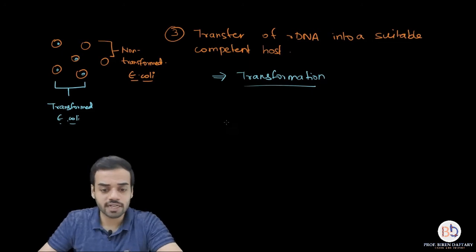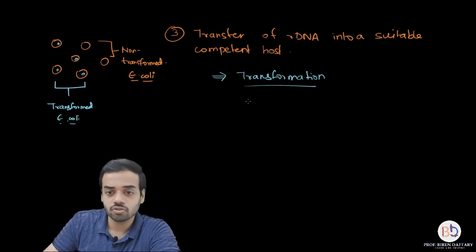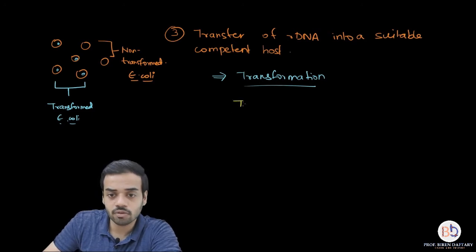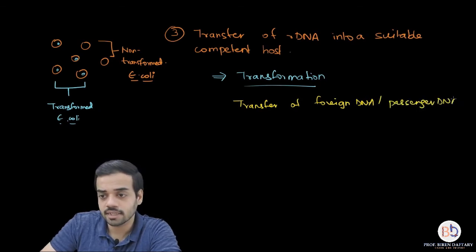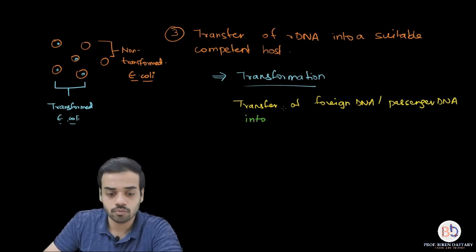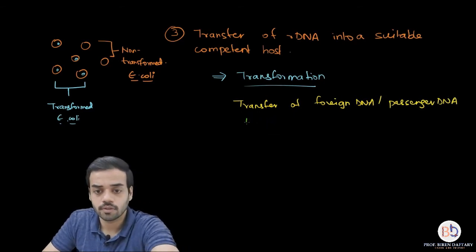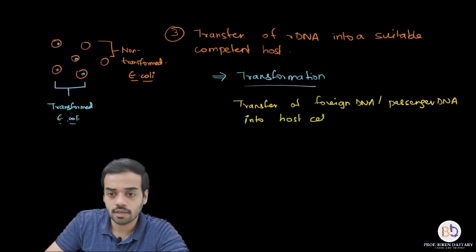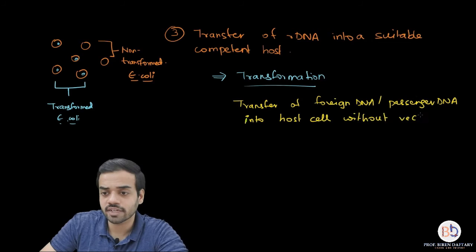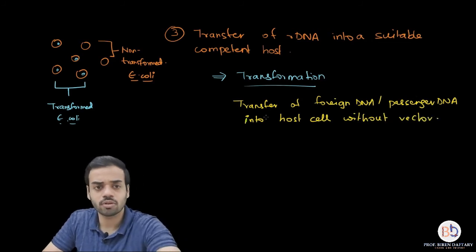Okay, so I will write down some of the methods. So I should write down transfer of foreign DNA, or transfer of passenger DNA, into host cell without vector. So if I want to directly insert it into host without using a vector, then there are certain methods which I am going to write down over here.